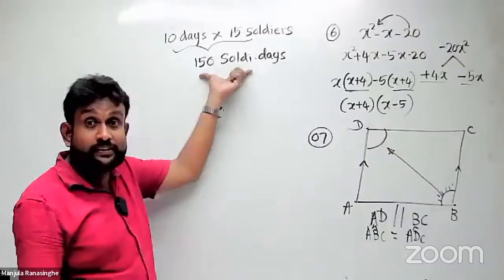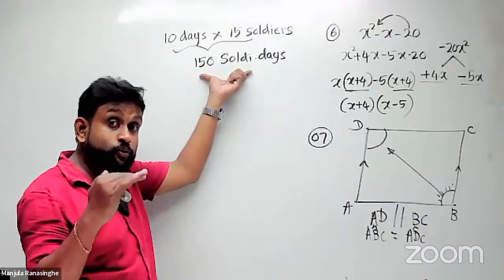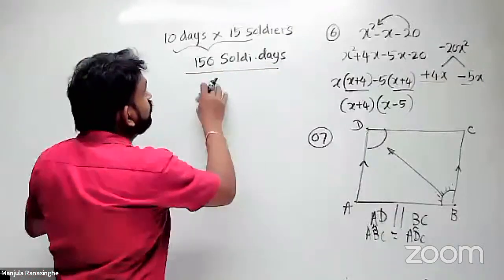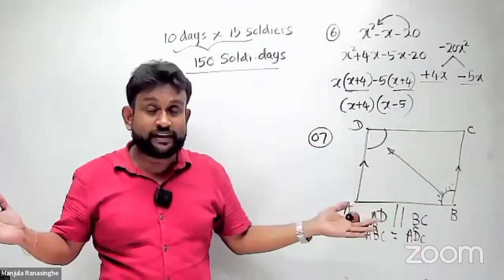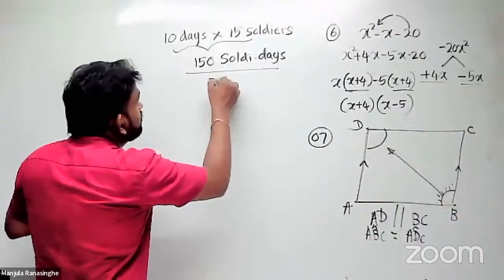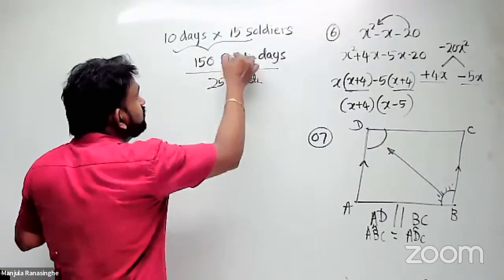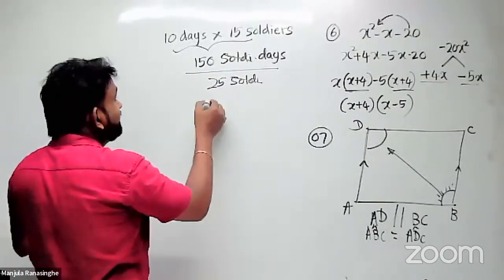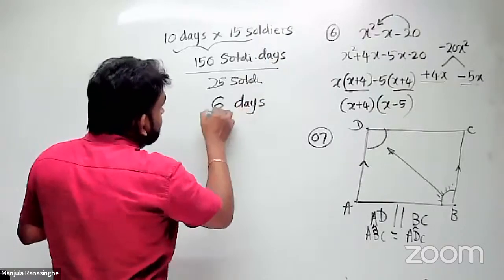So how to take? Just now this is the amount of foods available. Now we have 25 soldiers. Just divide that by the given soldiers. If given days, divide by the days the soldiers taken. If soldiers given, divide by 25 soldiers to take the days. Now you can see that soldiers cancelled. 150 divided by 25 means 6. So unit is days. Very easy.